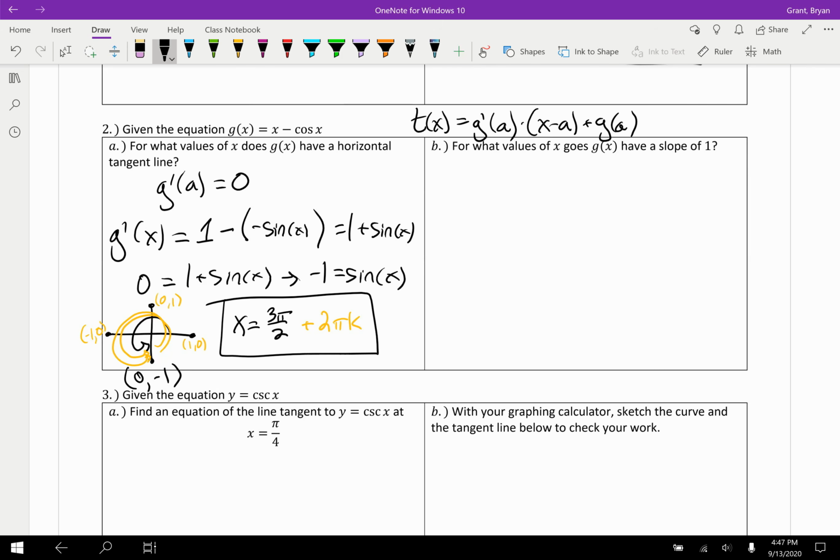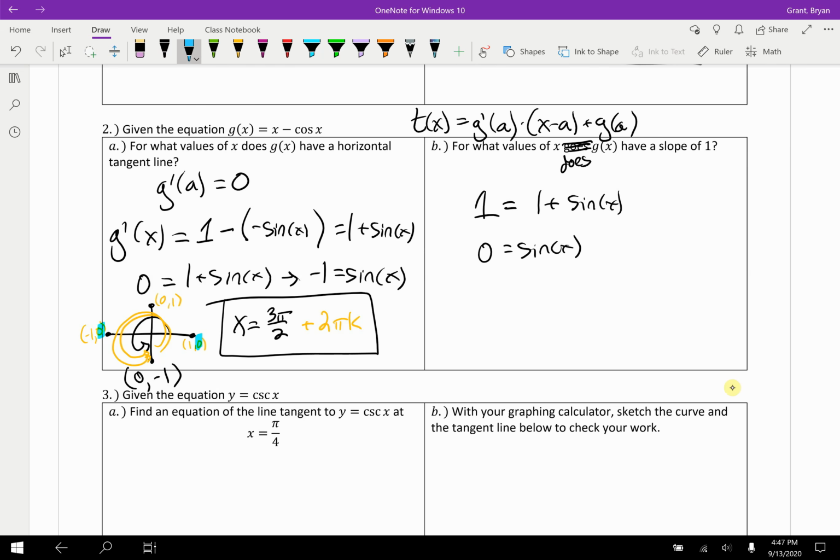All right, part B. For what values of x does g of x have a slope of 1? Well, to have a slope of 1, we just need to set the derivative equal to 1. That's easy. 1 equal to 1 plus sine of x. We're setting this equal to the equation that describes the slopes for g, which is g prime. Subtract 1. And this one says, well, where is sine equal to 0? We just saw that. I think sine is 0 at 0 and at pi.